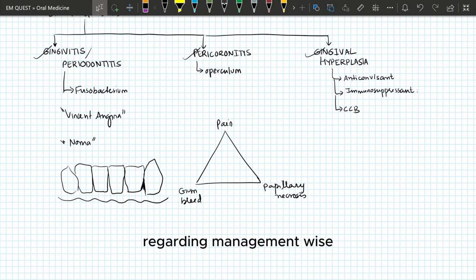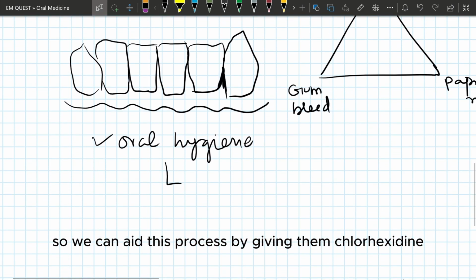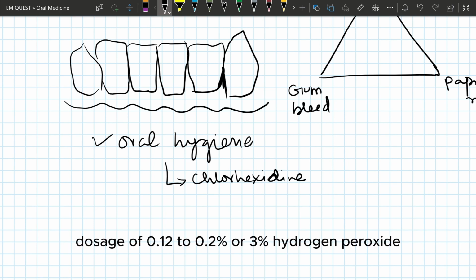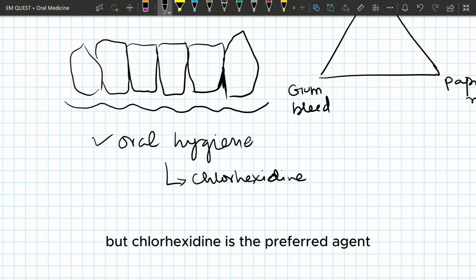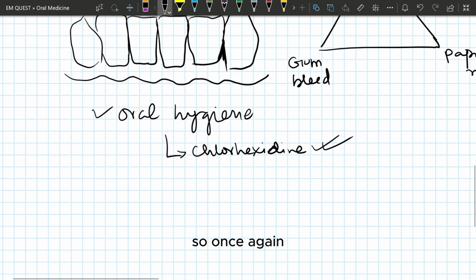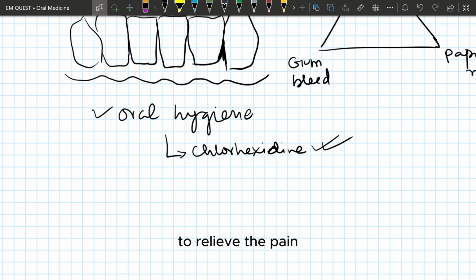Regarding management, gingivitis responds to good oral hygiene, and that is what we should ask the patient to focus on. We can aid this process by giving them chlorhexidine, in a dosage of 0.12 to 0.2%, or 3% hydrogen peroxide, but chlorhexidine is the preferred agent for a mouth rinse. We can give pain control. So once again, we can give NSAIDs like ibuprofen or paracetamol to relieve the pain.